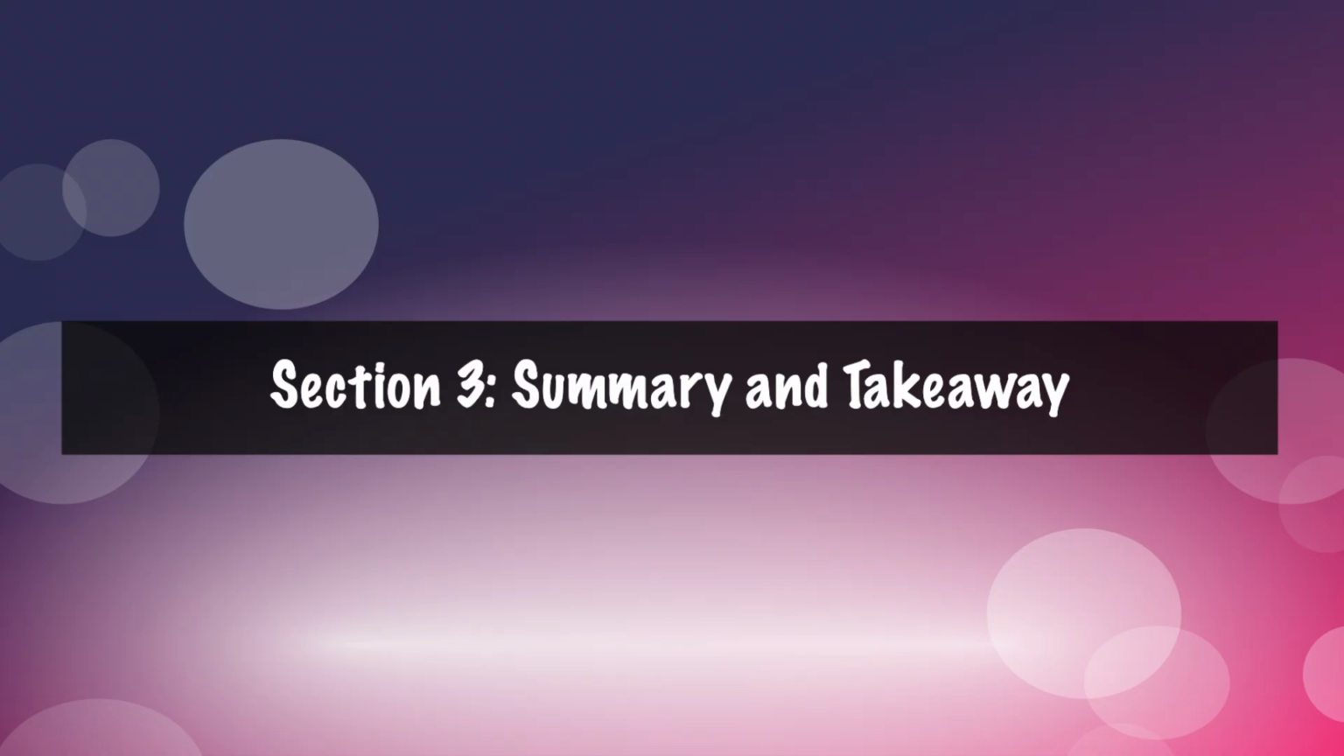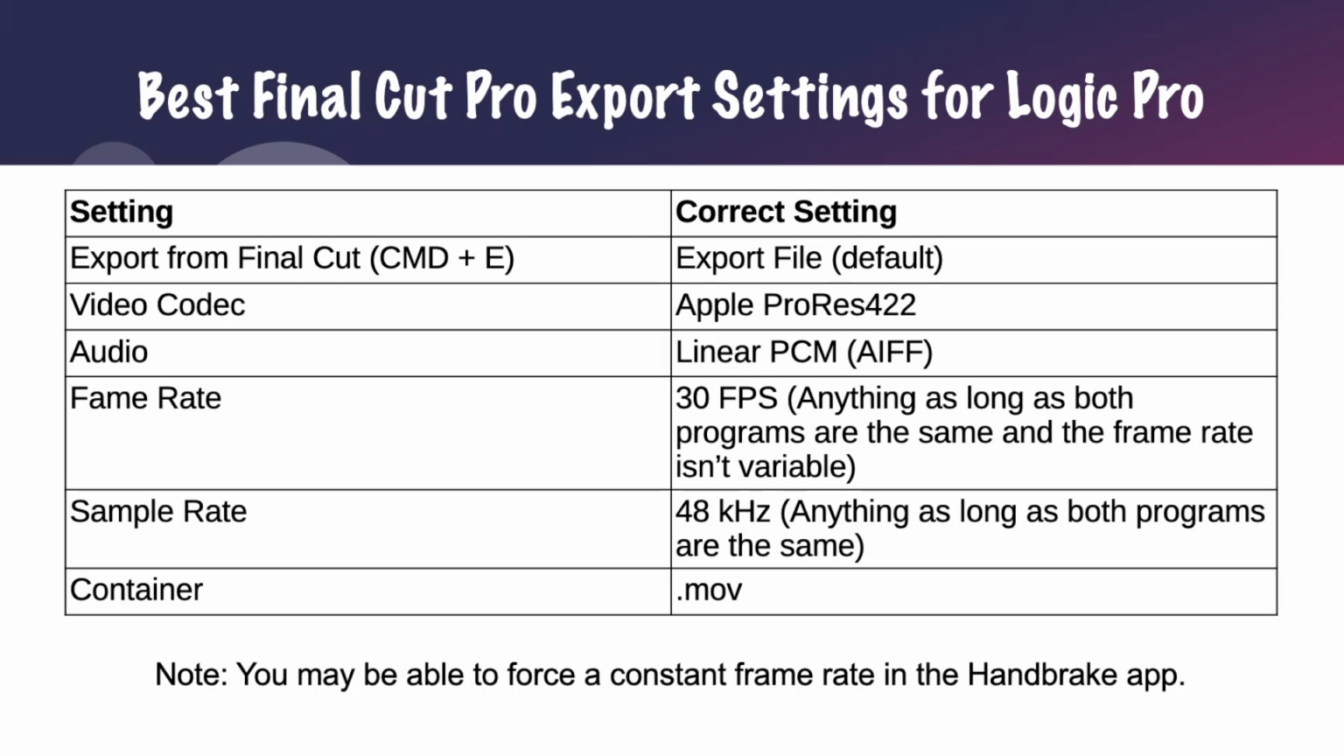That's where you get drift, lag or sync issues, even if your Final Cut Pro project says 30 frames per second. The exported file might not actually have a locked consistent frame rate unless you force it with the right settings. Here's your quick checklist. See the diagram. An extra thing to mention is that you should try a frame rate of 30 frames per second, or anything as long as they match in both programs. And your sample rate should be the same in both programs as well. Try 48 kHz if you want a suggestion.